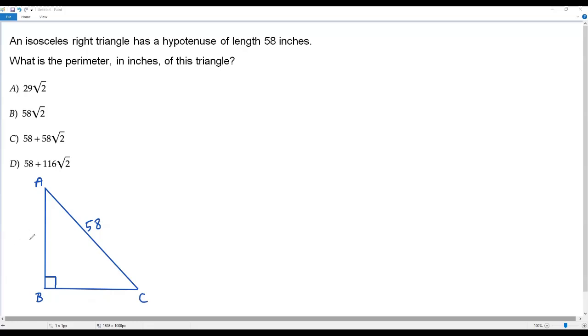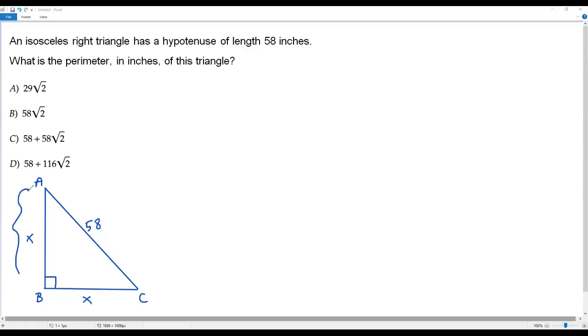Okay, I assume the length of the side AB is X. Then what must be the length of the side BC? It should also be X, because it's an isosceles right triangle and these sides are equal in length. Now to find the value of X, I am going to use the Pythagorean theorem. According to the Pythagorean theorem, if I add the squares of the two legs of a triangle, it must be equal to the square of the hypotenuse.